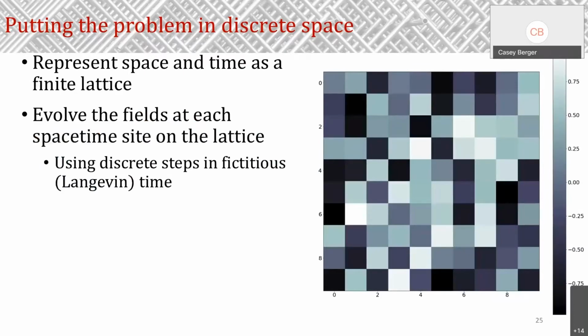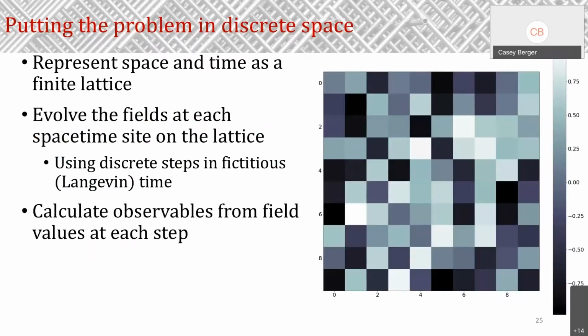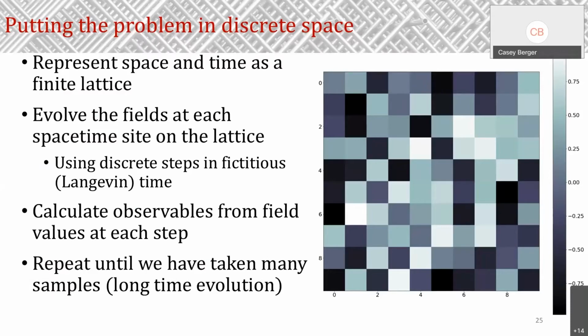At each of these Langevin steps, we also want to calculate the observables that we're interested in and save them. And we just repeat this process for as many samples as we want to take. So at this point, it's really a question of balancing computational resources with the desired precision, because just like with quantum Monte Carlo, the variance on our calculation will actually decrease with the number of samples we take. So the more samples we take, the more computational time we need, but also the better an answer we get.